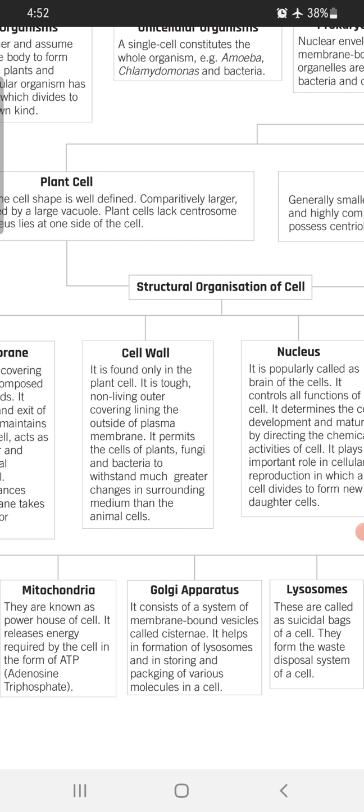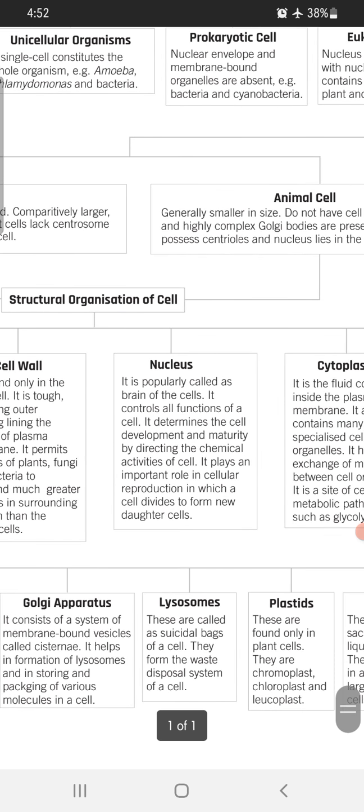Now, the cell wall permits the cells of plants, fungi, and bacteria to withstand much greater changes in the surrounding medium. The plant cell, bacterial cell, and fungal cell also have the cell wall. Now, the second is the nucleus. What is the nucleus? It is known as the control center of the cell.